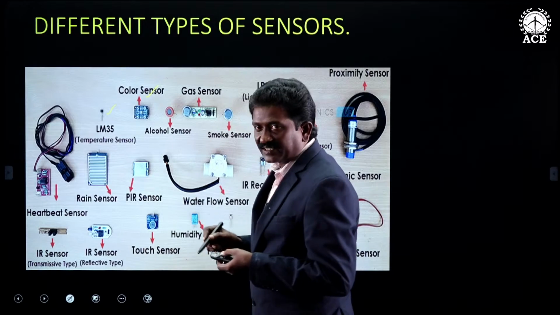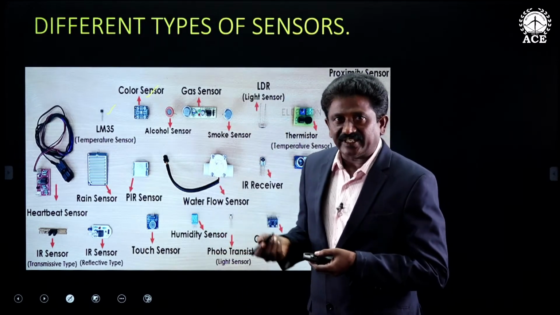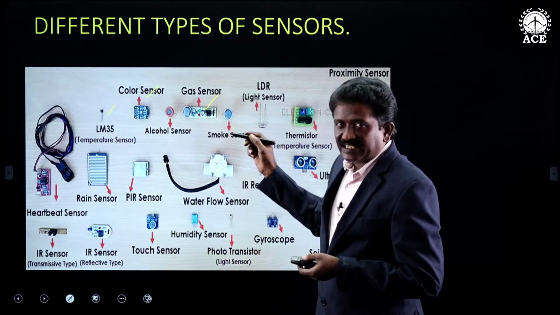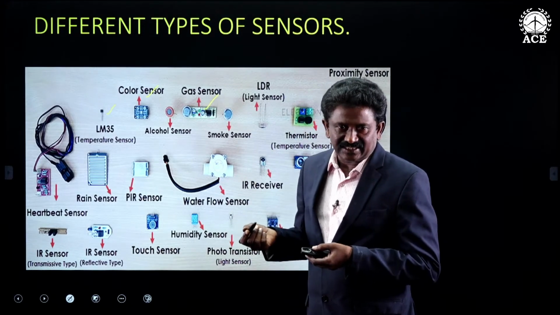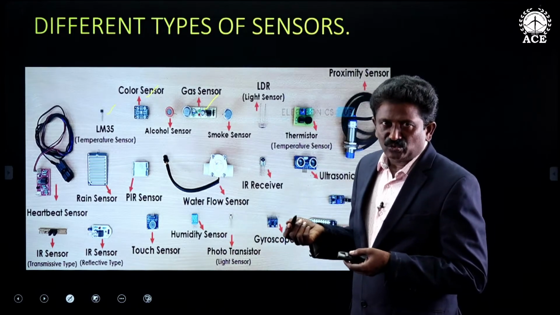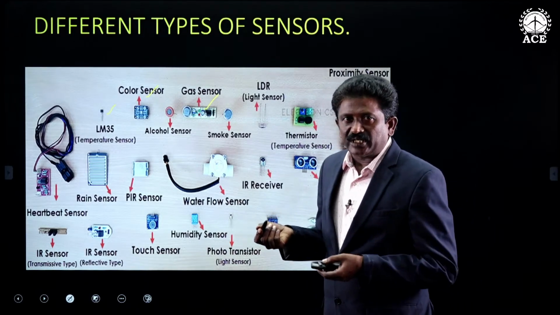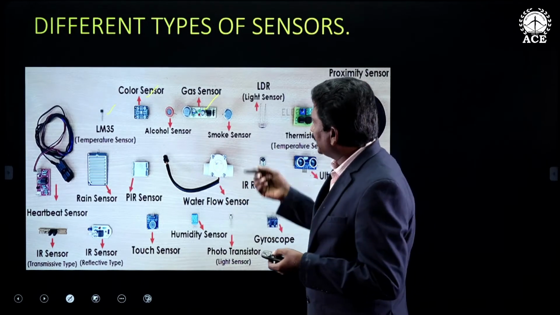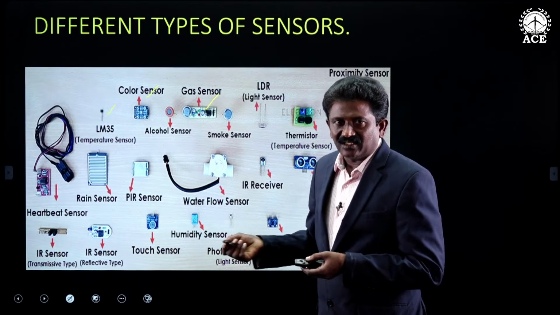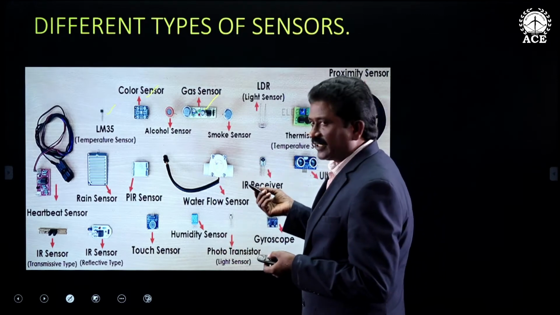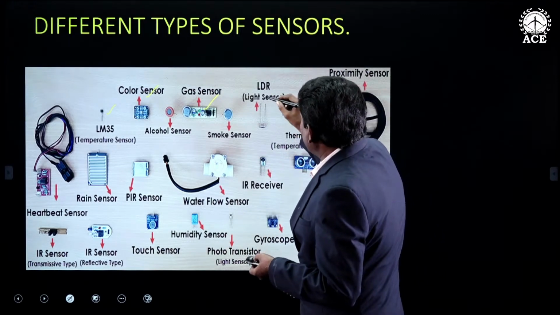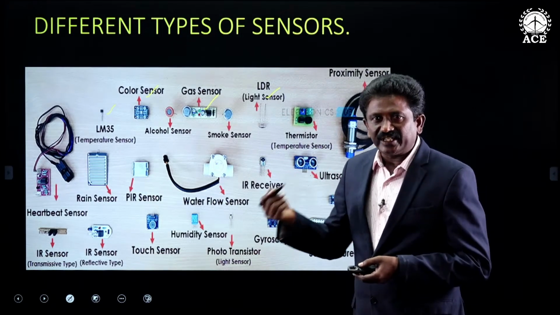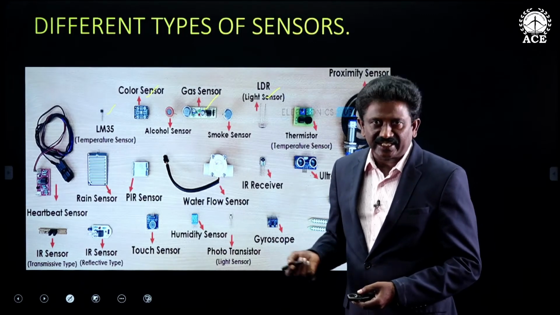So with the help of the color sensor, we are able to identify colors. Next, the gas sensor. Actually, this has so many types of series. The series start from MQ2 and go up to MQ6. Using these types of sensors, you can catch types of gases also. Next, LDR. You can call it the light sensor. Using LDR, you are able to estimate day and night.